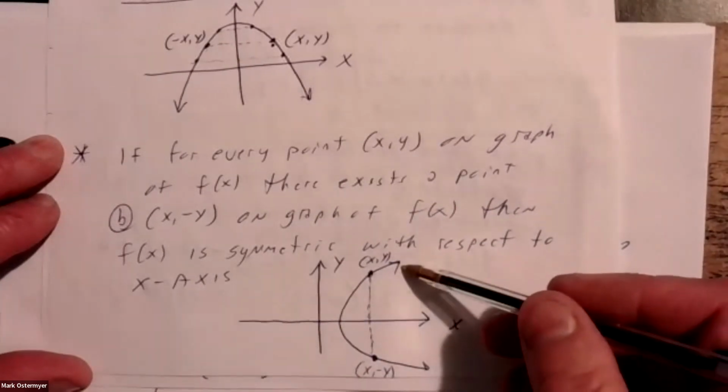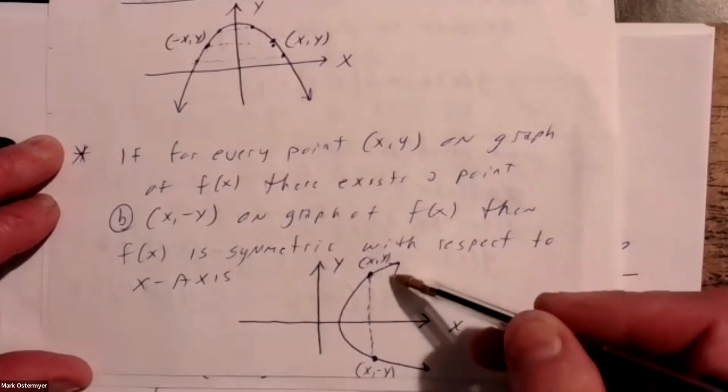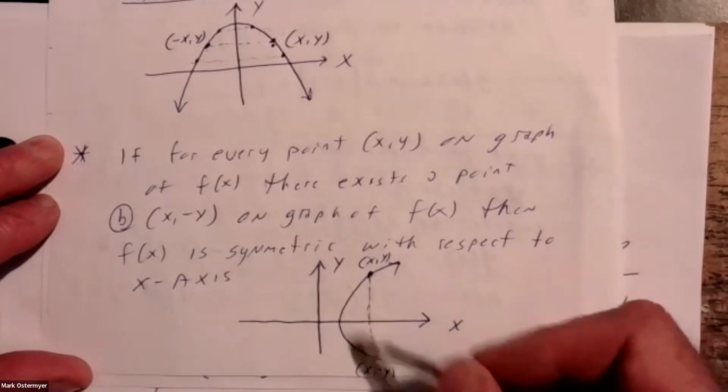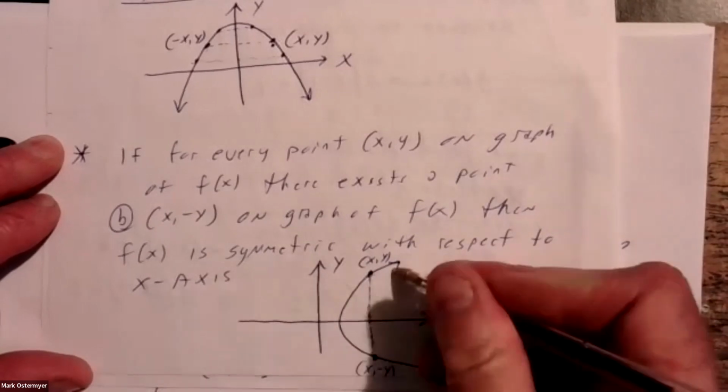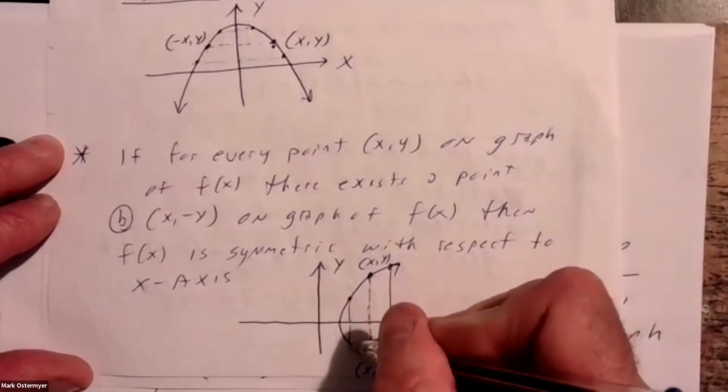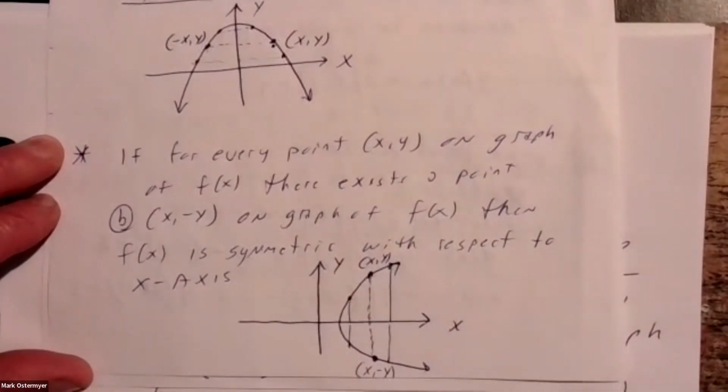Just think about it. If you were to fold this paper about the x-axis, all these points on this branch of our parabola would mesh up perfectly with all the points on this branch. That's to say that this graph is symmetric with respect to the x-axis. Okay, everybody see that there? X-axis symmetry.